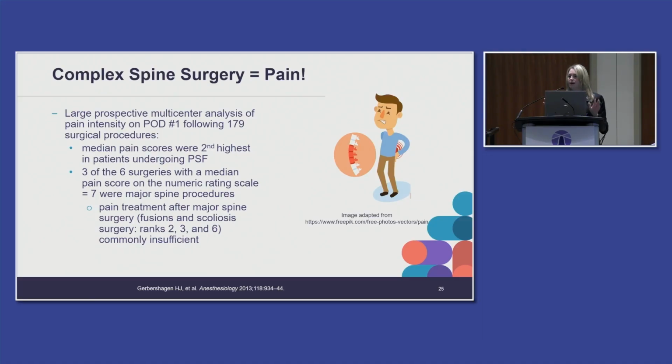Now, not only do we want to be tailoring our maintenance anesthetic regimen for neuromonitoring, we want to be thinking about postoperative pain. Spine surgery hurts. A large prospective multi-center analysis of pain intensity on postoperative day 1, following a wide slew of different surgeries, 179 different surgical procedures. Median pain scores were second highest in patients undergoing posterior spinal fusion. 3 of the 6 surgeries with a median pain score on the numeric rating scale of 7 were major spine surgeries, and pain treatment after spine surgeries ranks commonly insufficient.